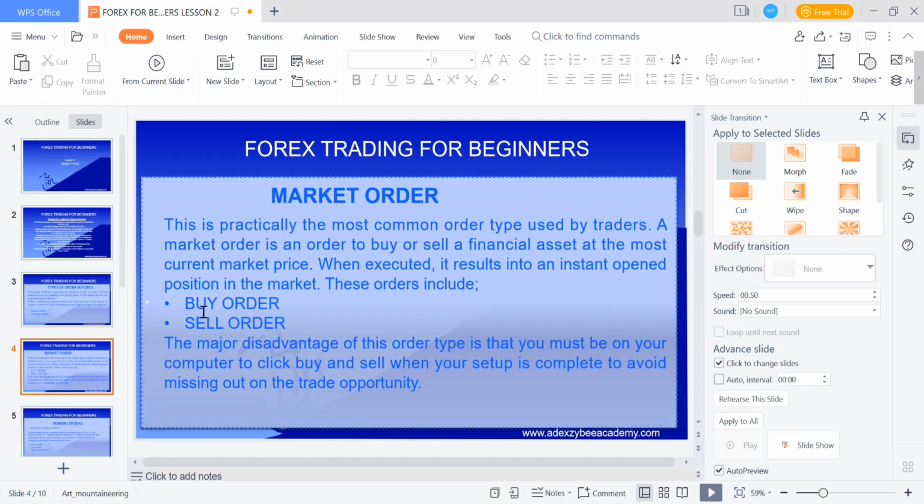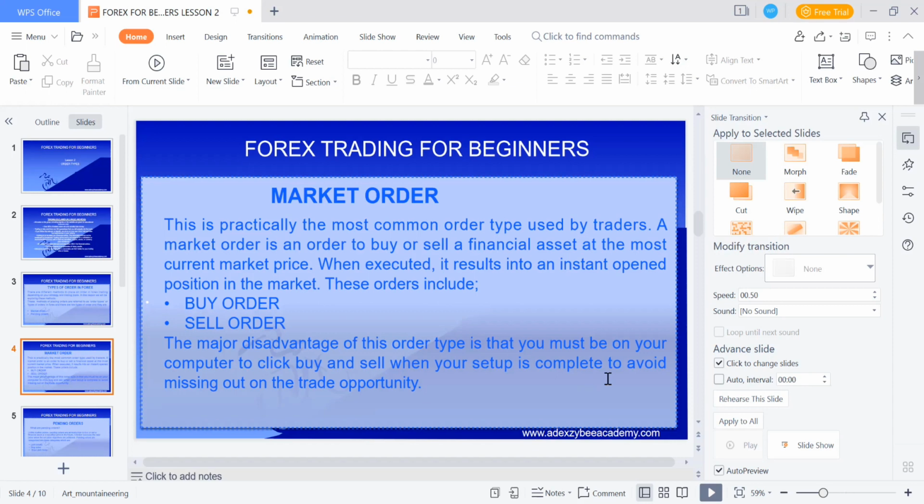Now, these orders include buy order and sell order. These are the two types of market order we have. The major disadvantage of this order type is that you must be on your computer to click buy and sell when you set up. If you have a strategy or a setup you trade with, you have to sit down in front of your PC, tablet or phone, whatever you trade with, and press buy or sell.